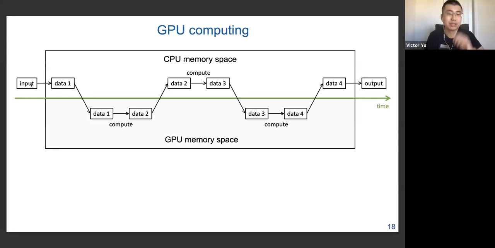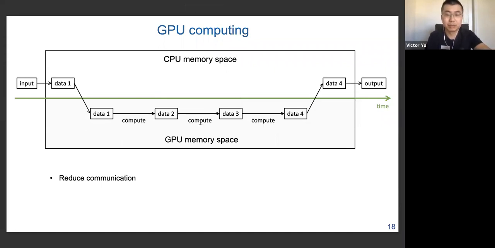The input is initialized on the CPU side, and then the data is transferred to the GPU, which performs some computation on the data. And then maybe the CPU has to do something, so the data has to be copied back to the CPU and then copied back again to the GPU and so on. So reducing the communication between CPU and GPU is very important to achieve high efficiency for GPUs.